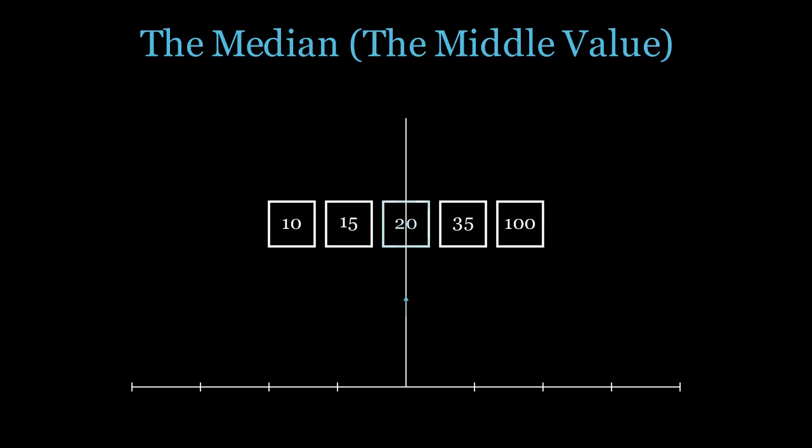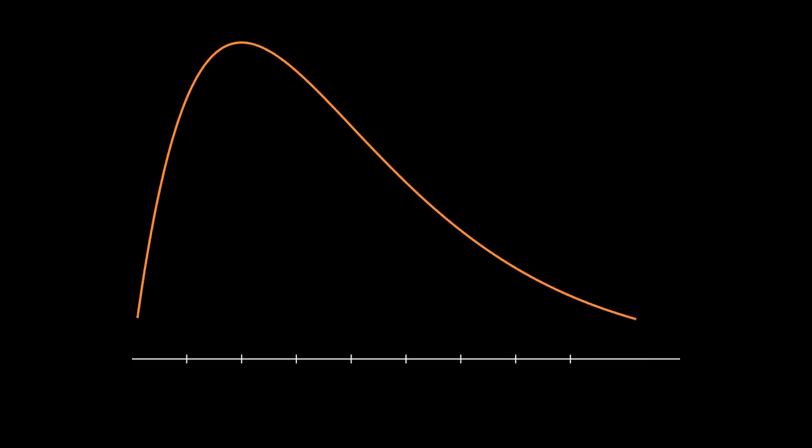Now enter the median. The median is the middle value. If you line up all your data points from smallest to largest, the median is the one right in the center. If you have an even number of points, it's the average of the two middle ones. Unlike the mean, the median doesn't care how large the largest value is or how small the smallest is. It only cares about position. It is robust against extremes.